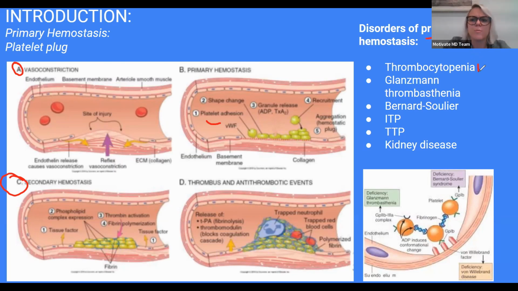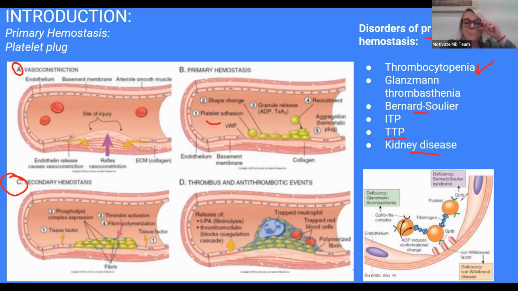Thrombocytopenia, low platelets, Glanzmann's thrombasthenia, and Bernard-Soulier. These are problems with different molecules on the platelet. And we have ITP, immune thrombocytopenic purpura, and then we have thrombotic thrombocytopenic purpura. It kind of turns into an alphabet soup. And then kidney disease can also lead to problems with the platelets due to uremia, due to increased nitrogen, essentially.